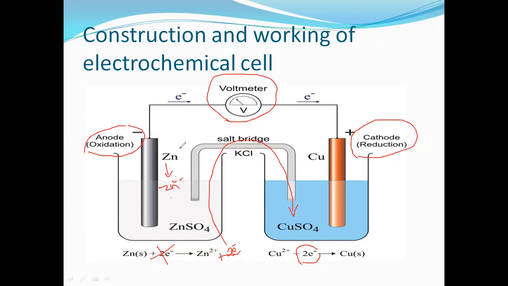Now we will see that the electron flow takes place like this. The flow of electrons takes place from anode to cathode.